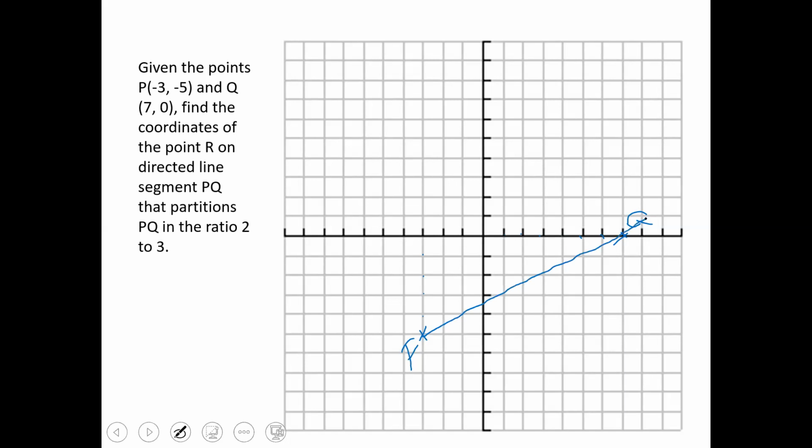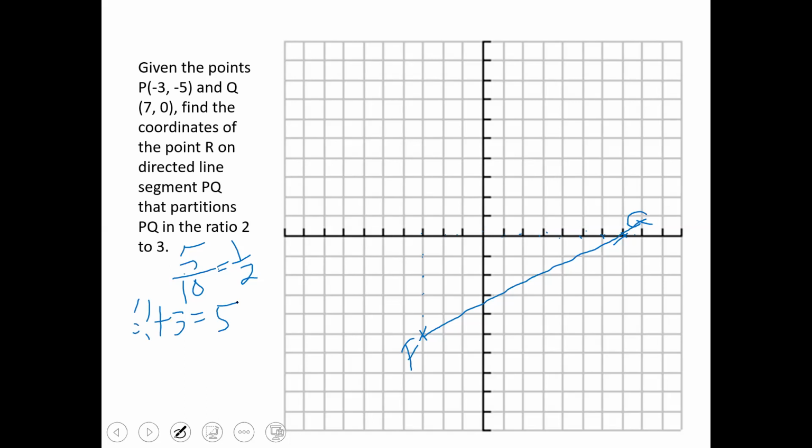Not bad. Now, we want to find our rise over our run, which is not hard. If we go up 1, 2, 3, 4, 5, so we got 5. And then if we go over 1, 2, 3, 4, 5, 6, 7, 8, 9, 10. And so we actually have a slope of 1 over 2. And again, we're partitioning in a 2 to 3 ratio. So that's 2 plus 3 equals 5. So we're going to have 5 equal parts based on a 1 to 2 slope.